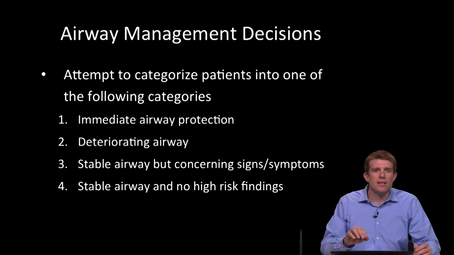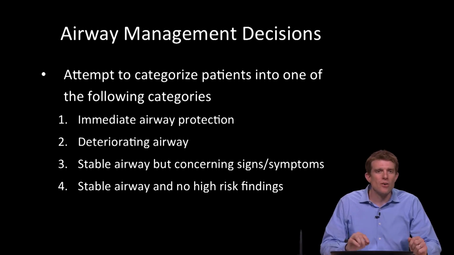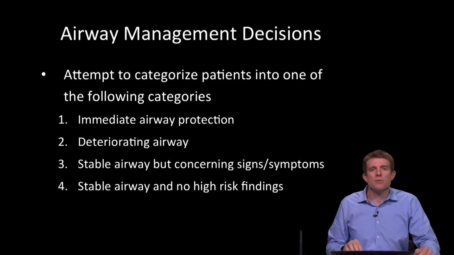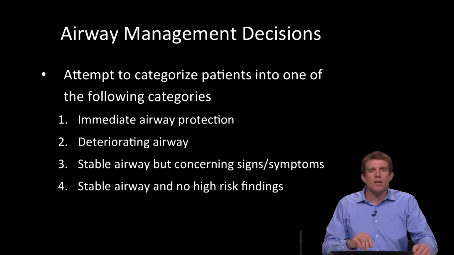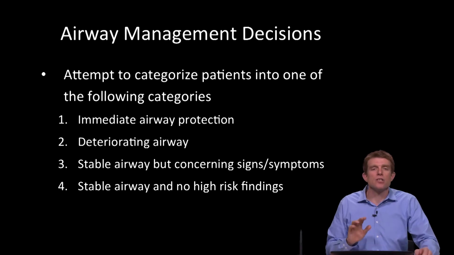As I evaluate these patients, I try to categorize them into one of the following categories: those that require immediate airway protection, those with a deteriorating airway, those that appear to have a temporarily stable airway but do have some concerning signs or symptoms, and those with a stable airway and no high-risk features on my initial exam.